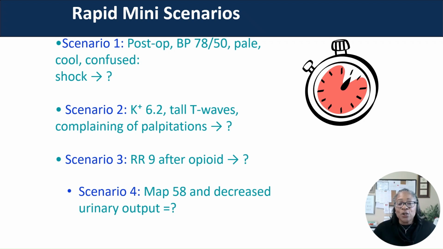And number four, your MAP is 58 and your patient has a decreased urine output. What's the next best step? Give a fluid bolus if it's ordered. Raise the legs to improve perfusion unless it's contraindicated.